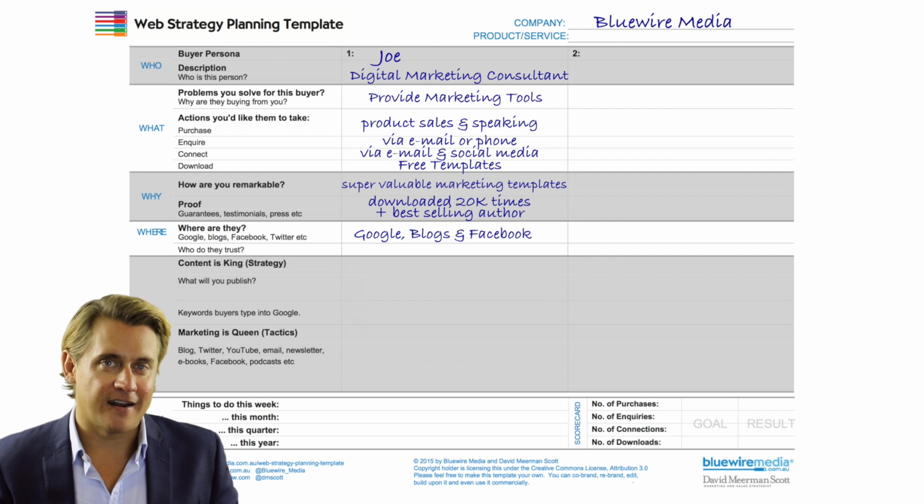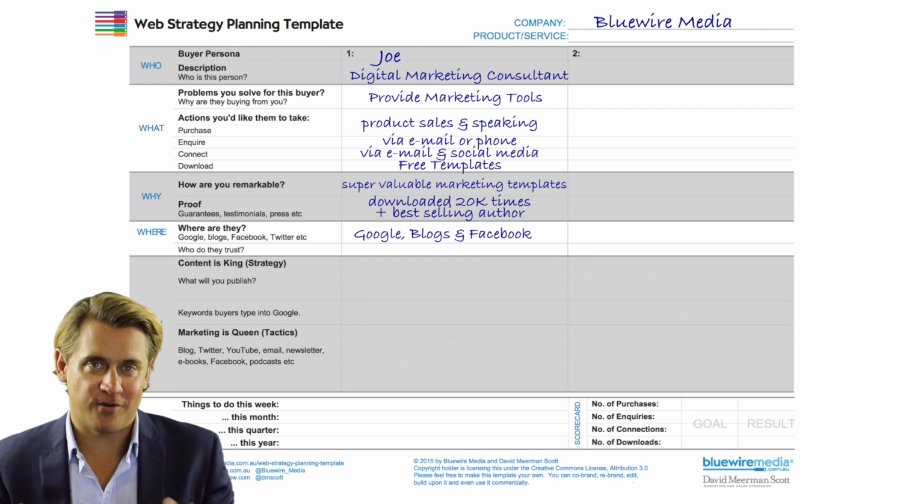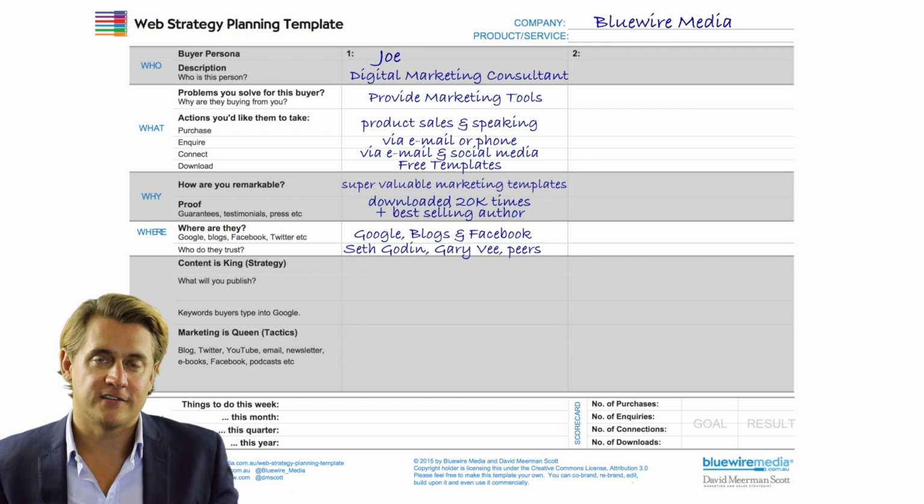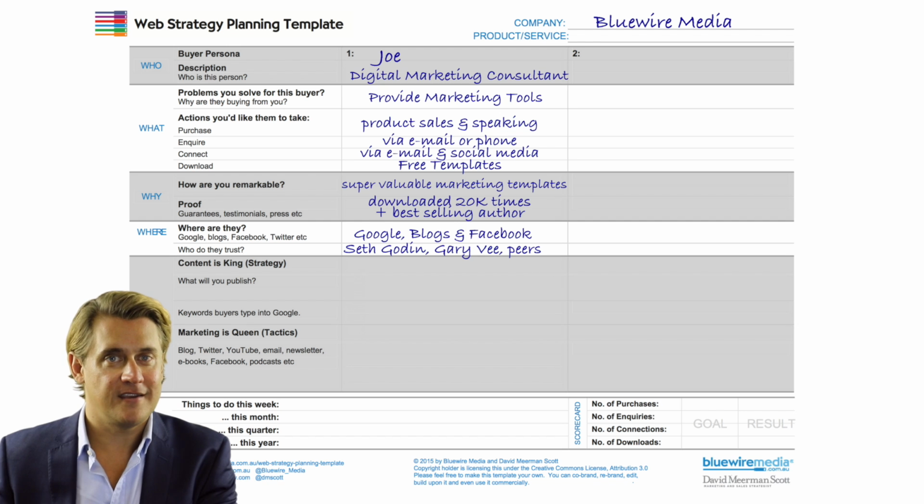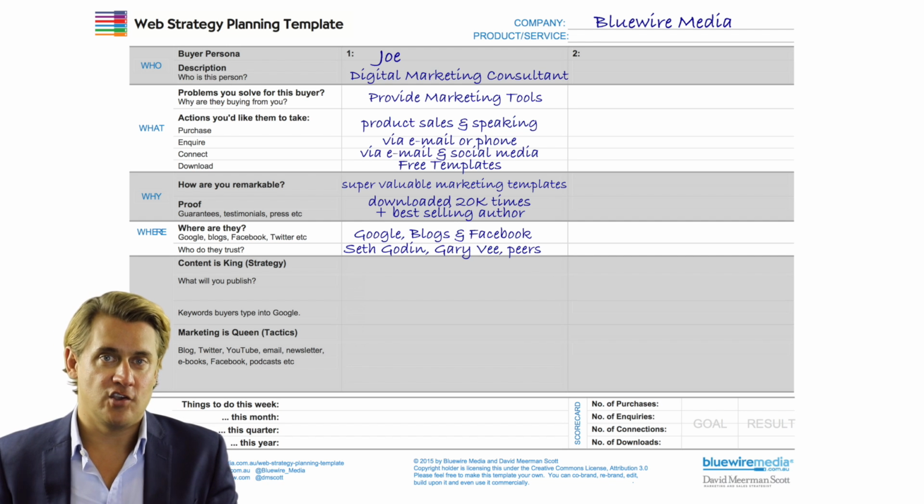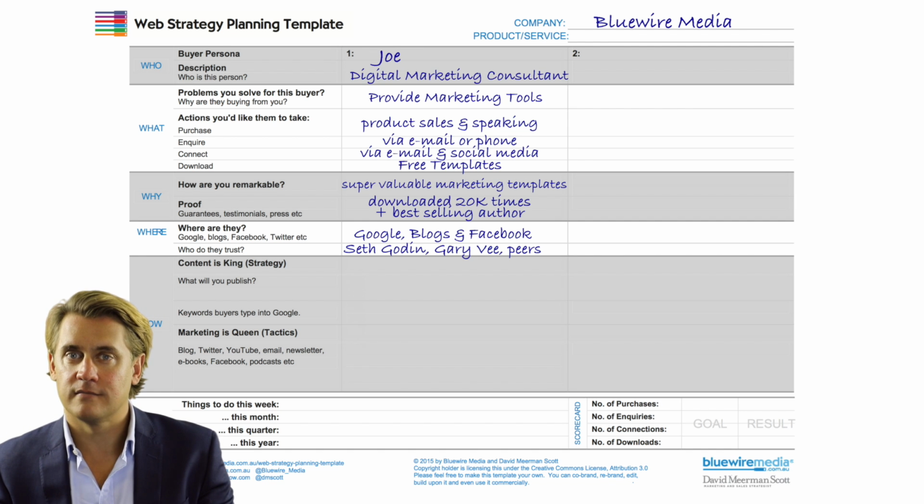Now, a big part of this strategic process is who do they trust? For example, if they trust journalists, do they trust certain bloggers? Do they trust certain political figures? Do they trust their peers? Because this will help formulate where you do your marketing and where you participate online.